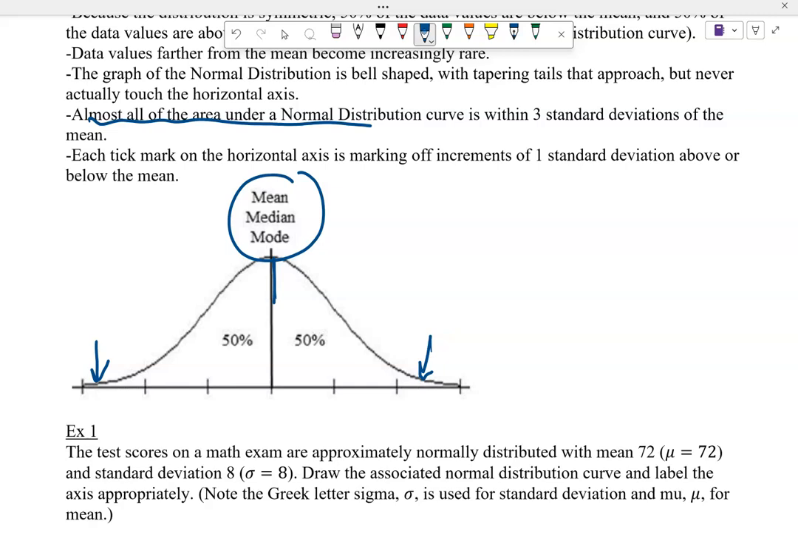So this is, again, mean, median, mode. This is 1 standard deviation above. This is 2 standard deviations above. This is 3 standard deviations above. This is 1 below, 2 below, 3 standard deviations below.